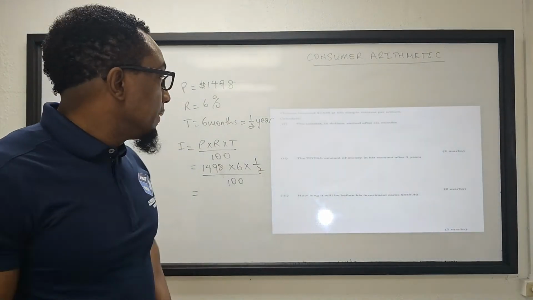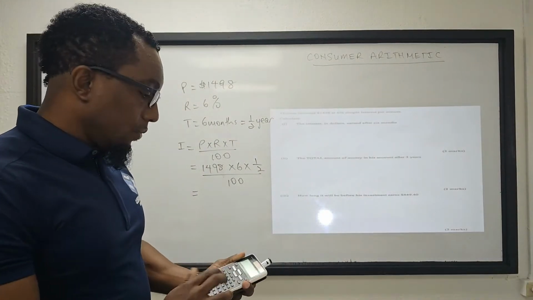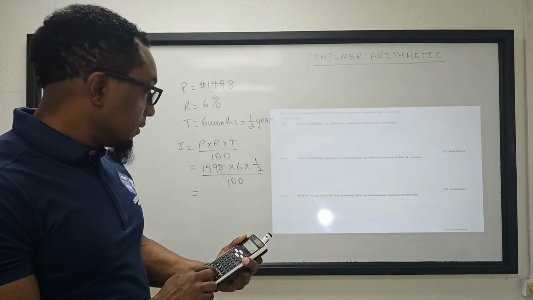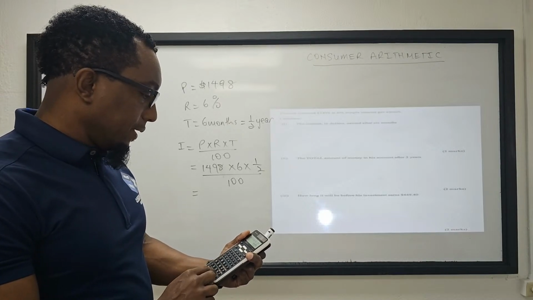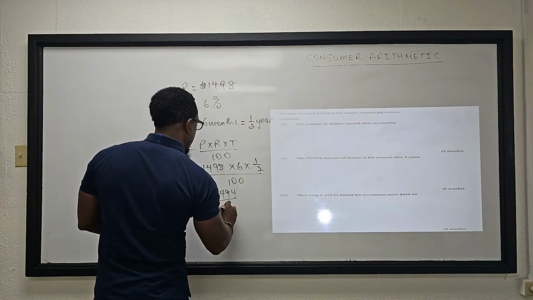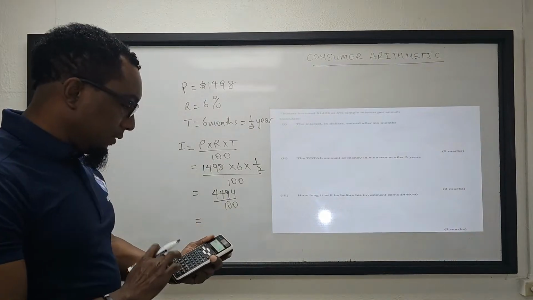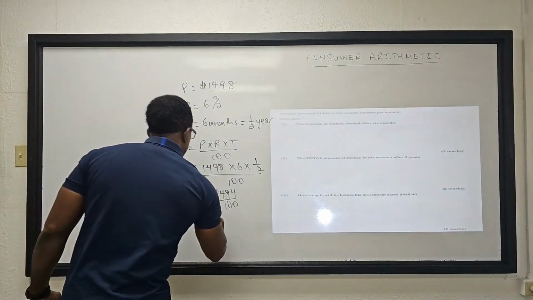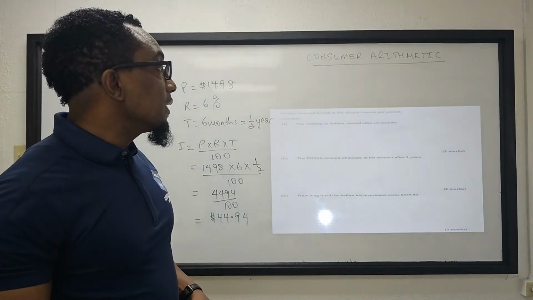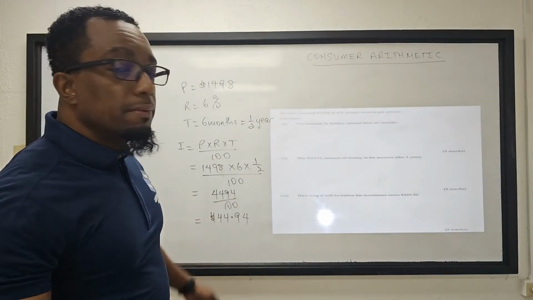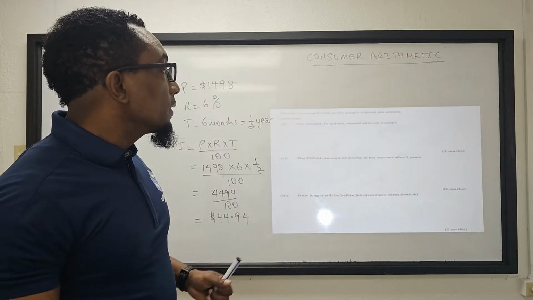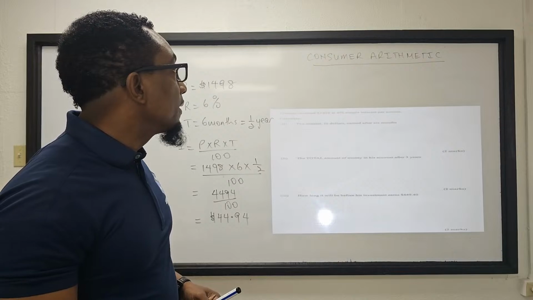What are we going to get? This will be 1498 times 6 times 0.5, which will be 4494 divided by 100. When we divide that by 100, we're going to get $44.94. So the interest in dollars earned after 6 months will be $44.94.